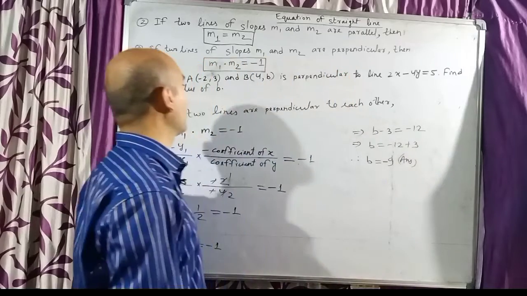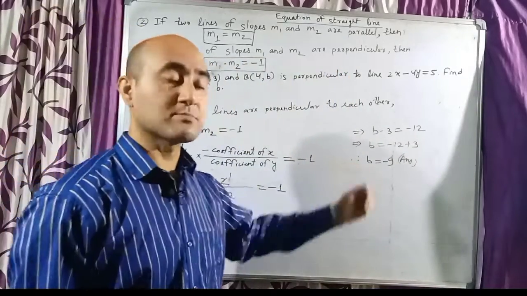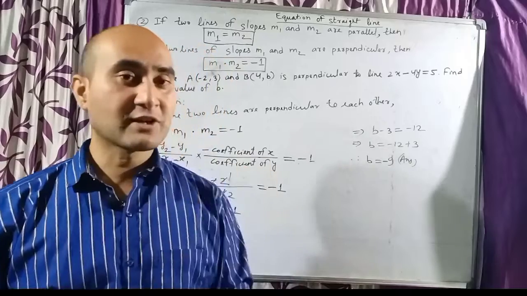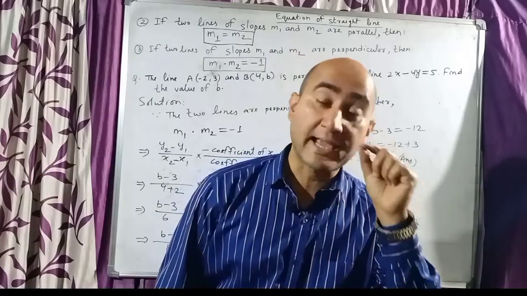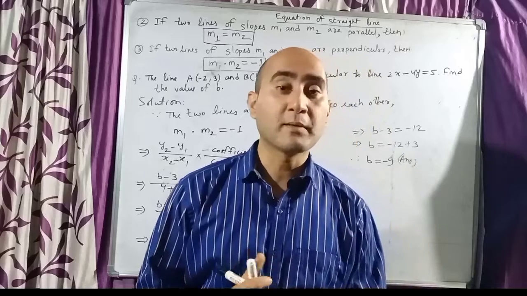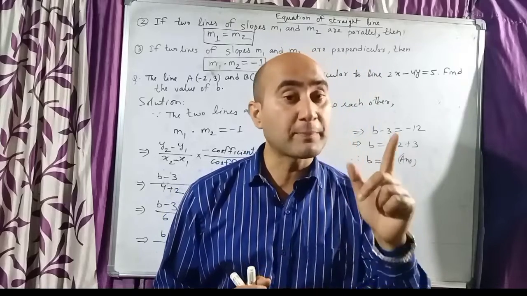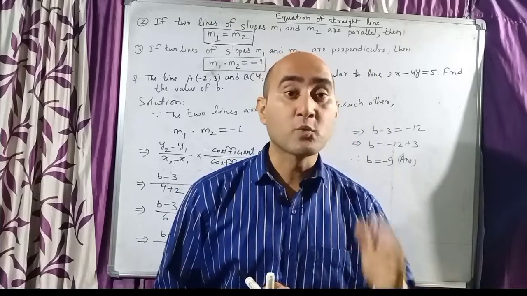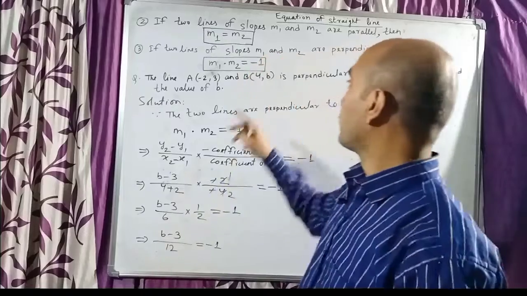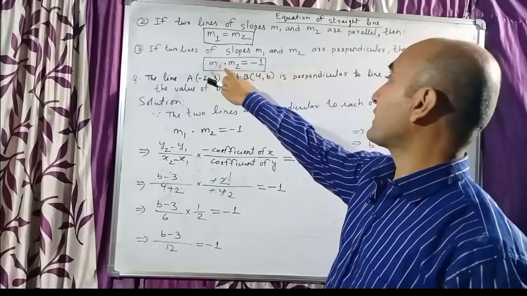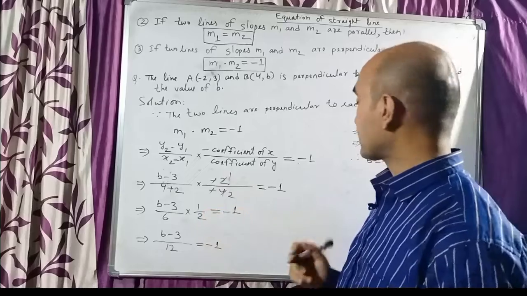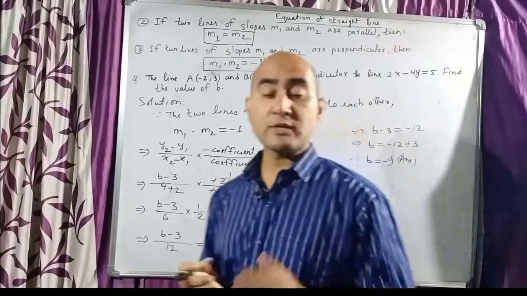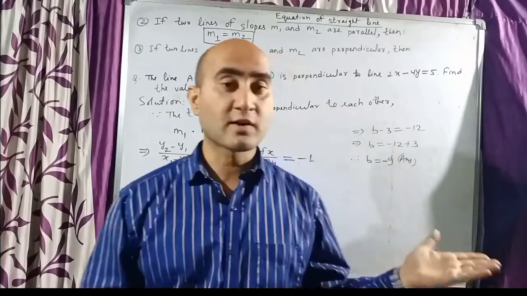So we found the value of b. The value of b is minus 9. You saw children just now, the word perpendicular helped us to find the value of b, because when we heard the two lines are perpendicular, we could recall the formula for perpendicular, m1 into m2 is equal to minus 1, and that helped us to get the value of b, and the b value is minus 9, which is our answer.